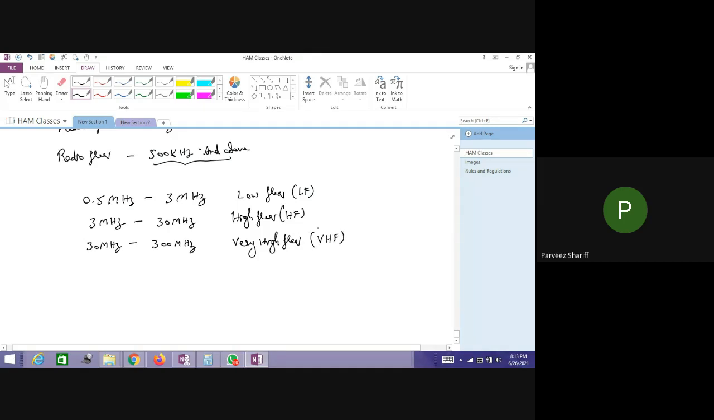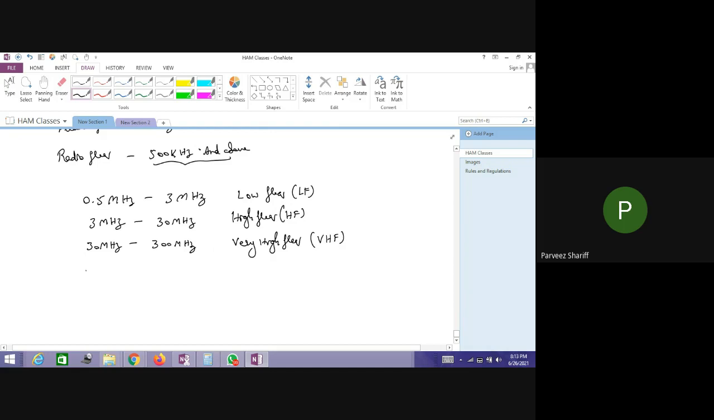This frequency range, as you are going to be all hams, you should be very well aware of these categories of low frequency and high frequency. What is the range that it comes? Because when we talk about say 10 megahertz, what is it? 10 megahertz is a low frequency, high frequency, or it falls under very high frequency. So 10 megahertz falls under high frequency range.